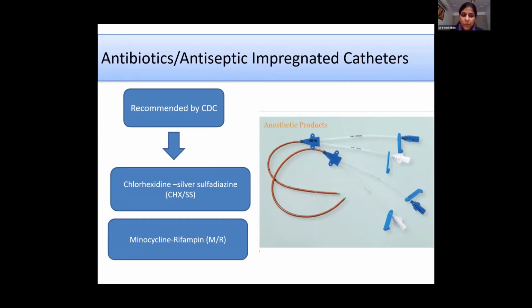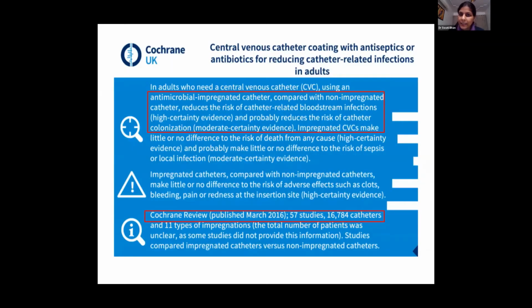Coming over to the antibiotic and antiseptic impregnated catheters. They are the chlorhexidine silver sulfadiazine catheters and the minocycline rifampicin catheters. Now, the CDC recommends that antiseptic or antibiotic impregnated catheters need not be used on a routine basis. Only if we are taking proper measures to prevent infection of the central catheters, like maintaining strict asepsis while putting them in, and proper catheter care.